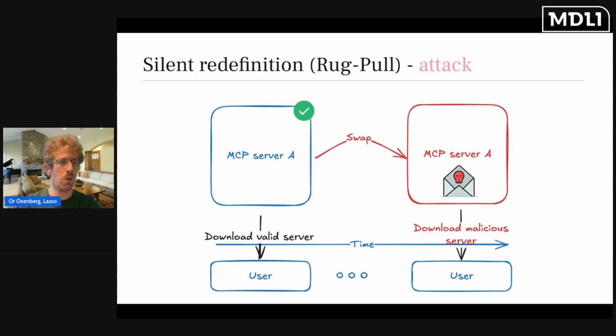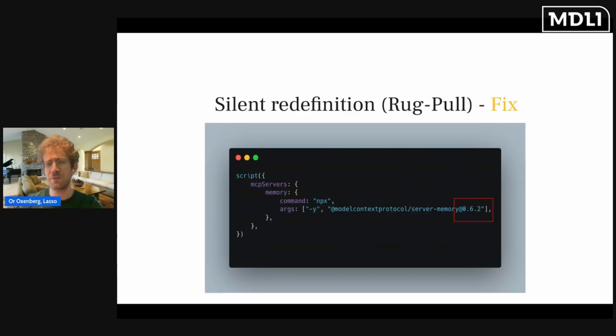The last attack I want to show you is called a rug pull, which means uploading a valid server and then, after, let's say, a few months, changing the server to a malicious one. So the user will get it the next time they download the server. To prevent it is very simple. You only need to have a tag or version in your MCP.json. This is really simple to handle, but really hard to detect.